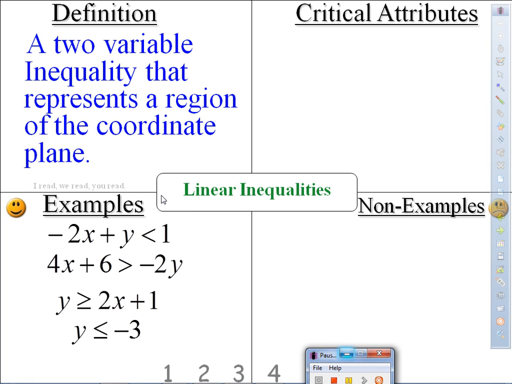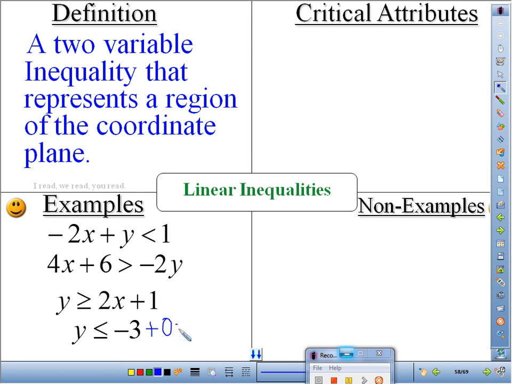So let me go over these examples according to the definition. So pens down, eyes up here. It says, a two-variable inequality that represents a region of the coordinate plane. Right now, I'm not going to graph, but I do want you to know what a linear inequality looks like. Look at this one. Two-variable inequality. Linear inequalities are two-variable inequalities. Two variables, inequality, yes. Two variables, inequality, yes. Do you guys see that now?